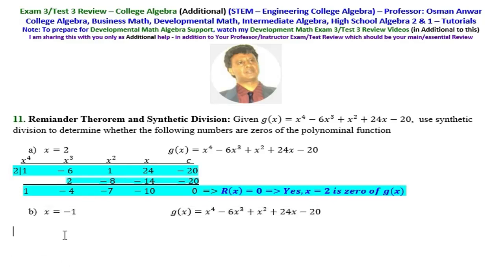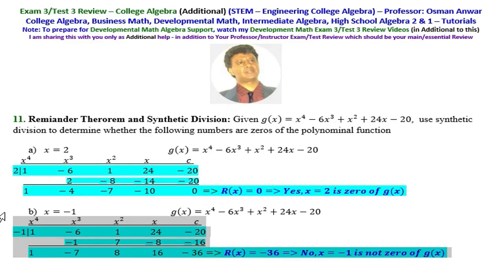B, x equals minus 1, and g of x is x to the 4th minus 6x cubed plus x squared plus 24x minus 20. Then we'll synthetic divide this by minus 1. 1x to the 4th, minus 6x cubed, plus 1x squared, plus 24x, minus 20 is the constant. Synthetic divide this by minus 1.